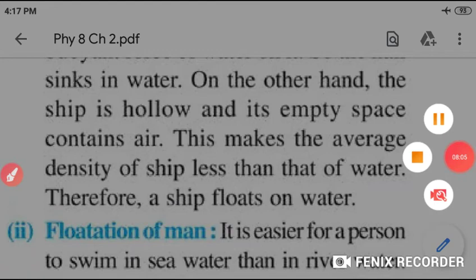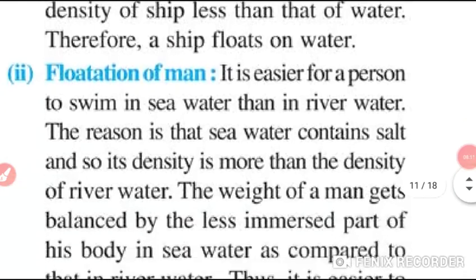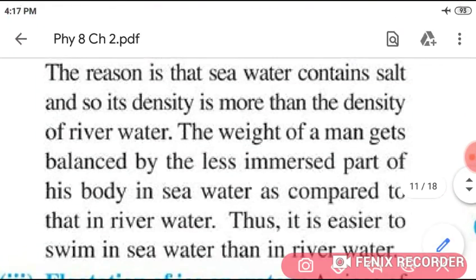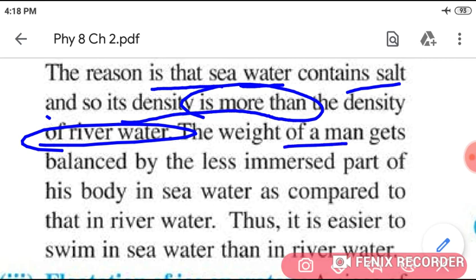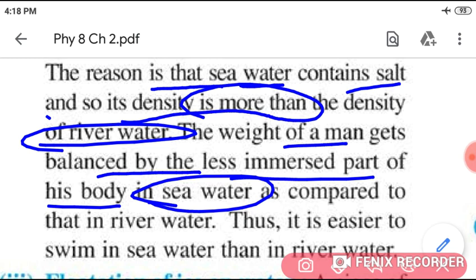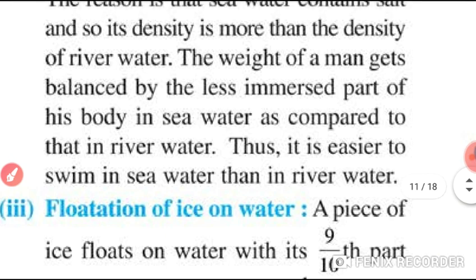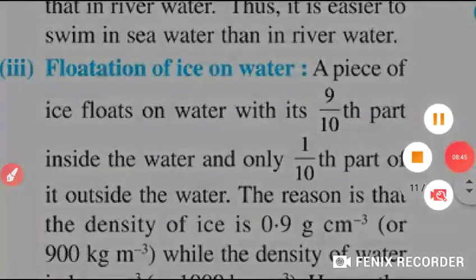Okay, students. Now, what is the flotation of man? Students, it is easier for a man to swim in sea water than in river water. The reason is that sea water contains salts and its density is more than the density of river water. The weight of man gets balanced by the less immersed part of his body in sea water as compared to river water. That is why it is easy for him to swim in sea water than in river water.